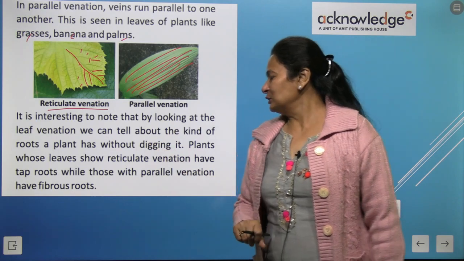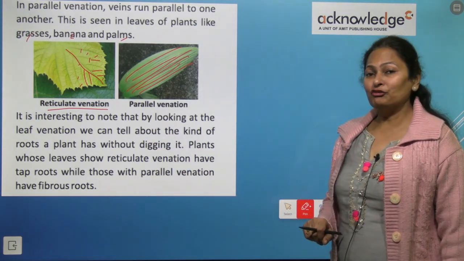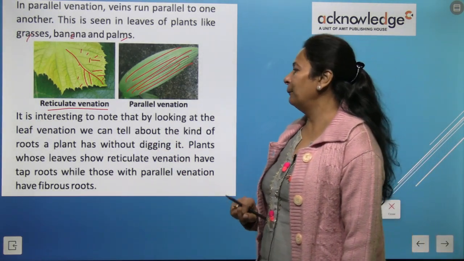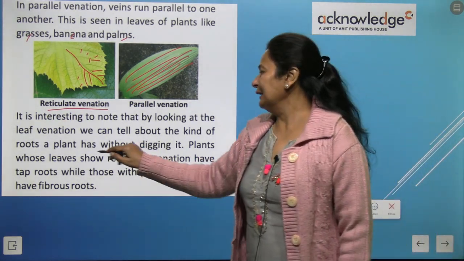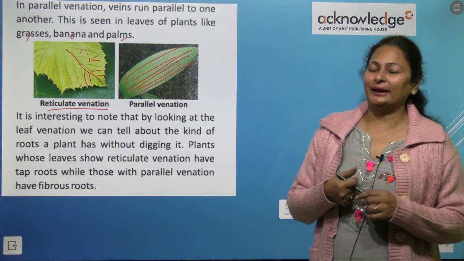It is interesting to note that by looking at the leaf venation, we can tell about the kind of root that the plant has, as I told you, without digging it.